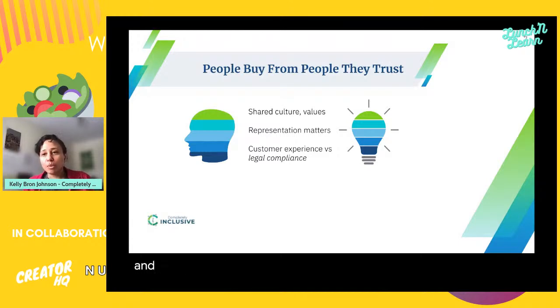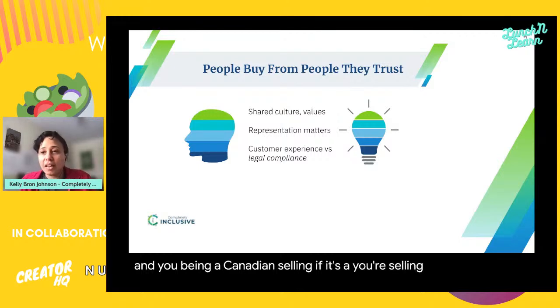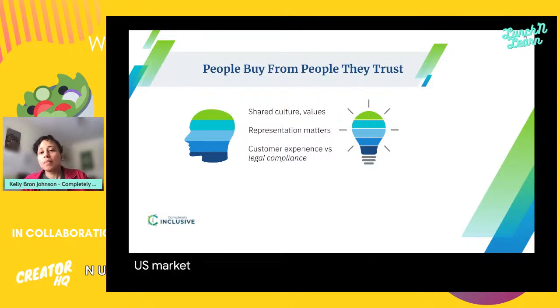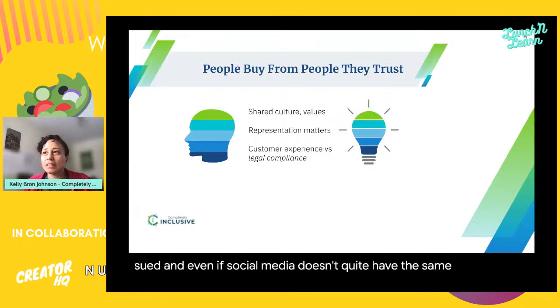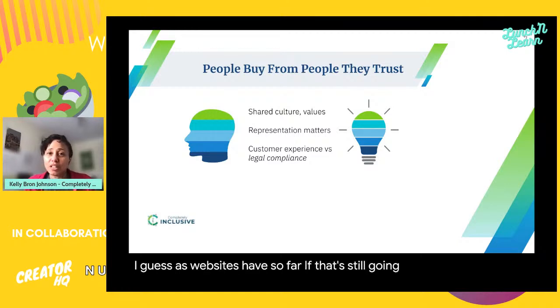And you being a Canadian, if, let's say, you're selling products into the US market, I think you should be mindful of this because you can still get sued. And even if social media doesn't quite have the same enforcement, I guess, as websites have so far, I believe that it's still going to be an issue.